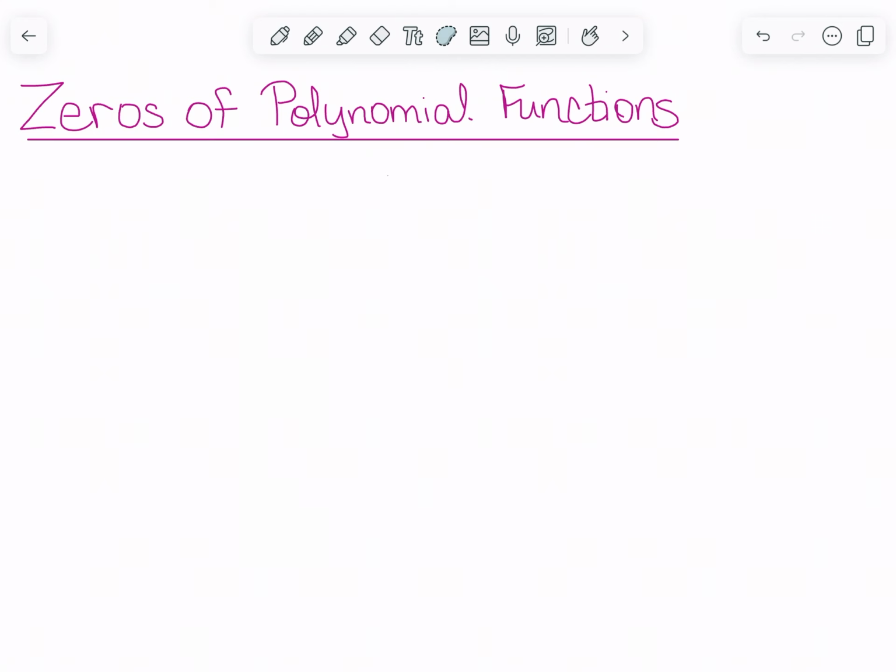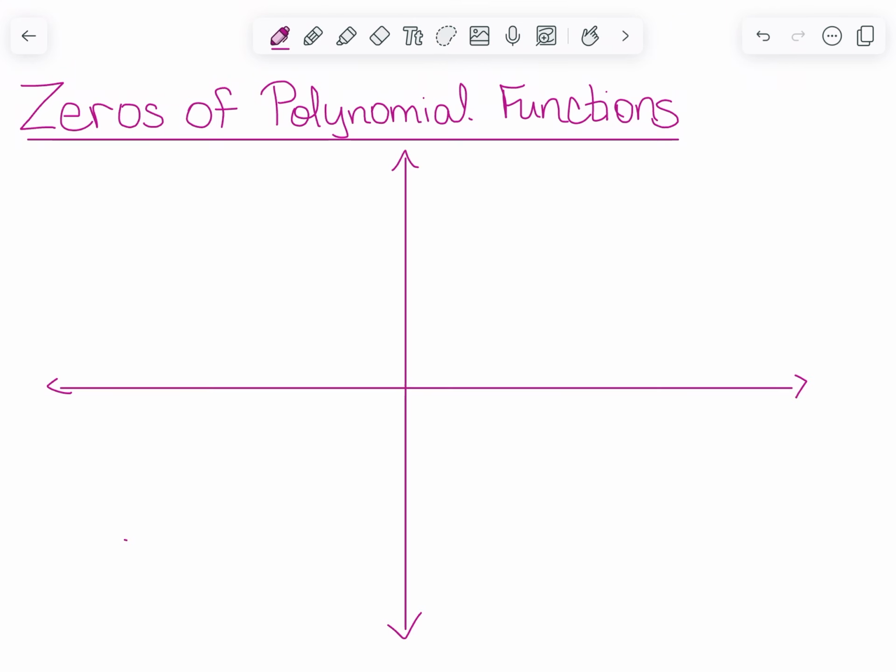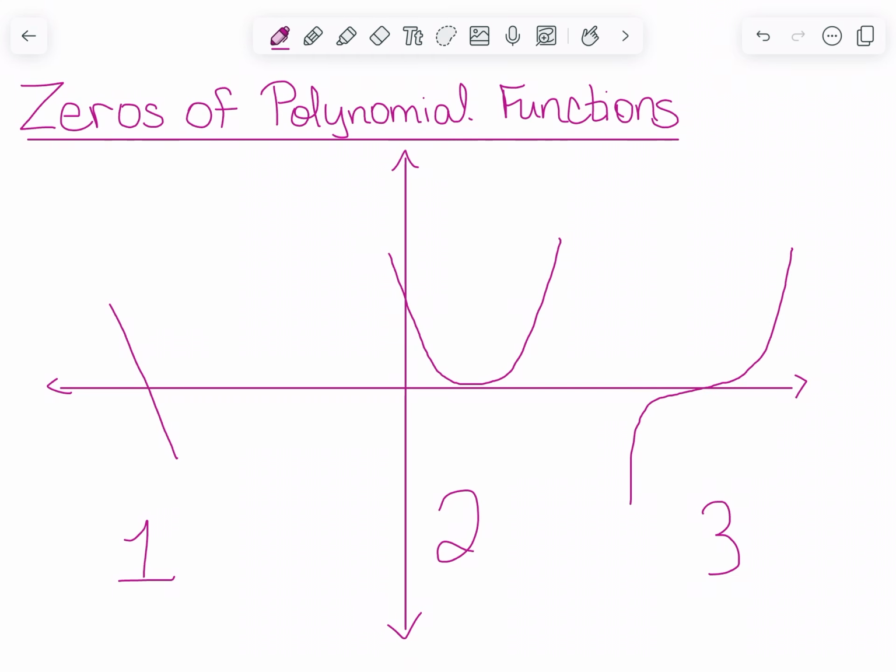The multiplicity of a zero can also tell us what's happening with the graph around that point. If the zero has a multiplicity of 1, the graph will just cross the axis at that point. For a multiplicity of 2, the graph will actually come down, touch the x-axis, and then turn back around. A multiplicity of 3 also crosses it, but it kind of smooths out right around that point and then goes back to increasing.